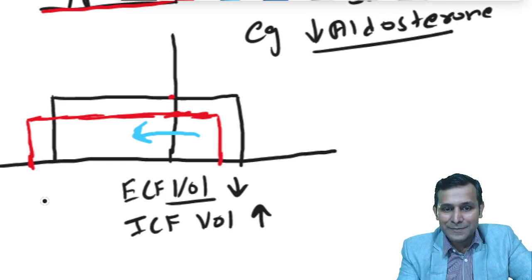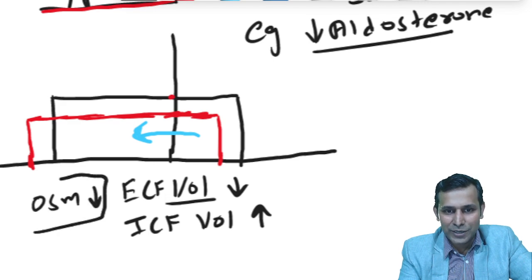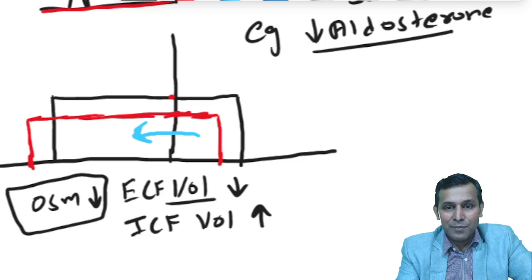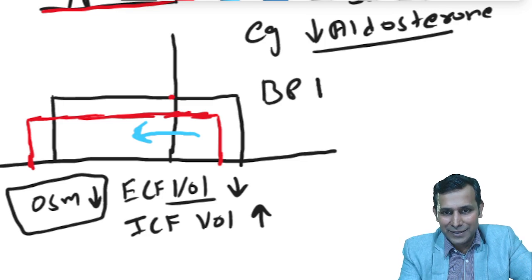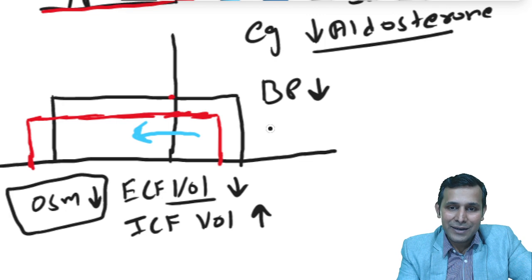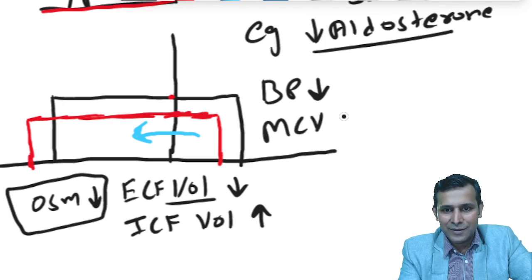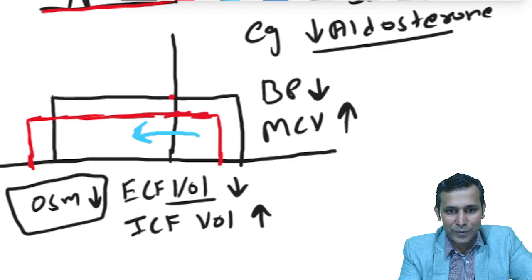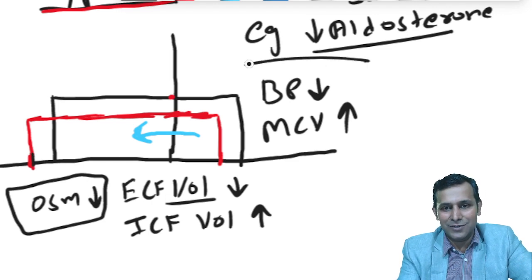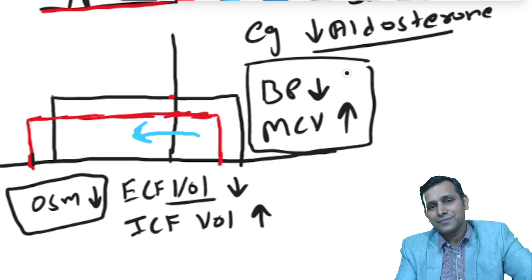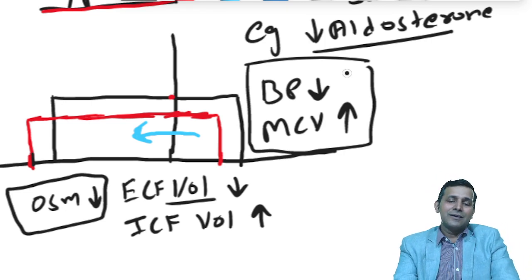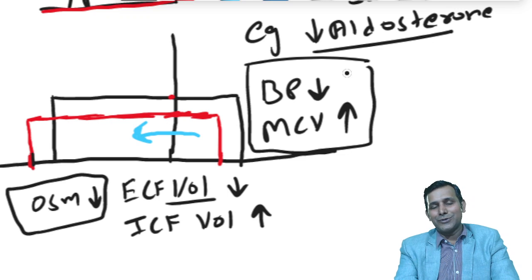And overall osmolarity decreases. Blood pressure decreases. MCV increases. Mean cell volume has increased. So these are the changes which you can observe in a person when there is a loss of hypotonic fluid.